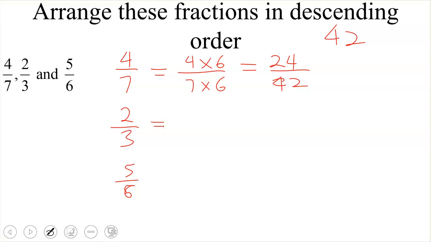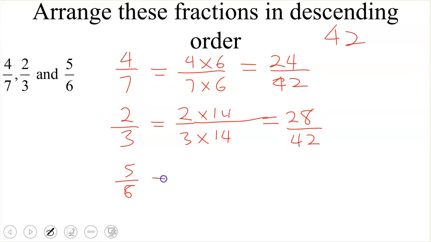Then again, 2 thirds, what times this will give me 42? That will be 14, right? So again, here to be 14. Then multiply, we have 28 divided by 42, right? Then again, we have 5 divided by 6. So 6 times 7, okay? So we put 7 also over here. 35 divided by 42. Okay, now we have the same denominators.